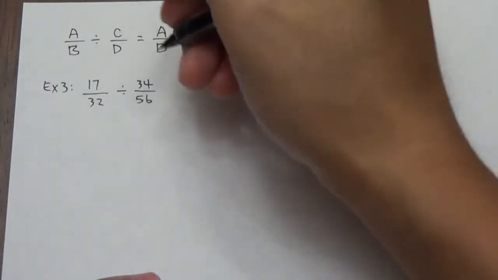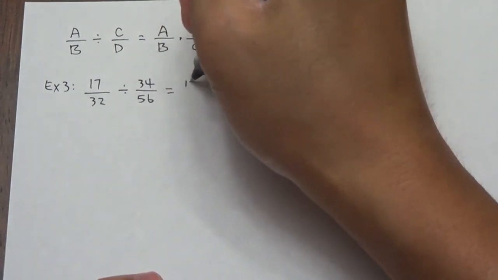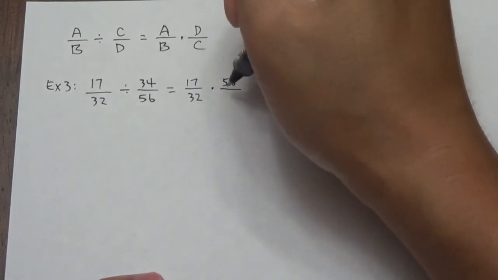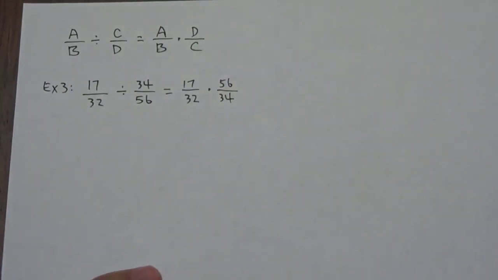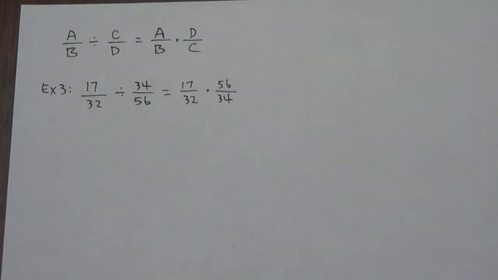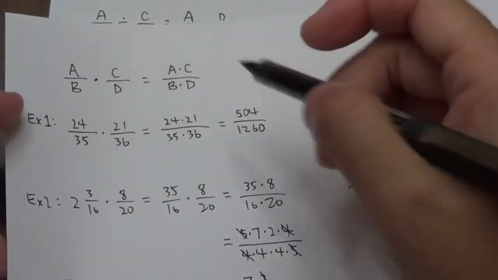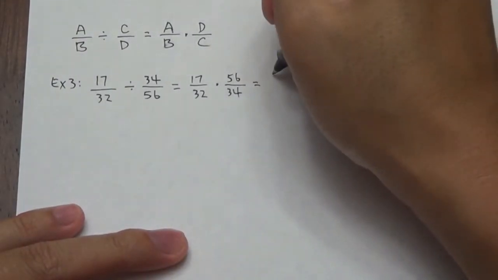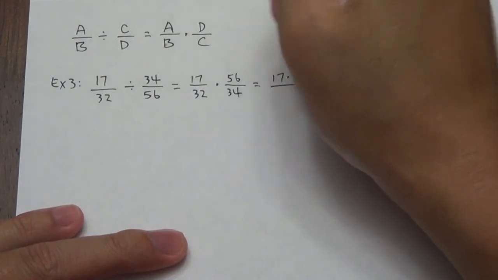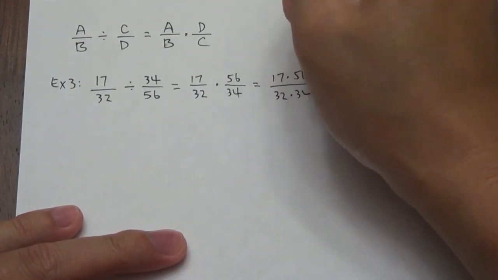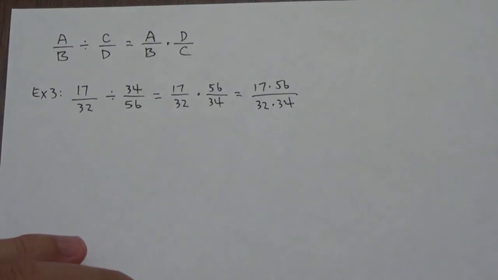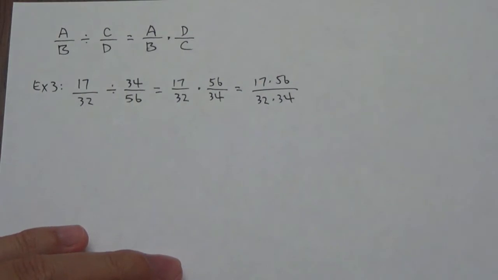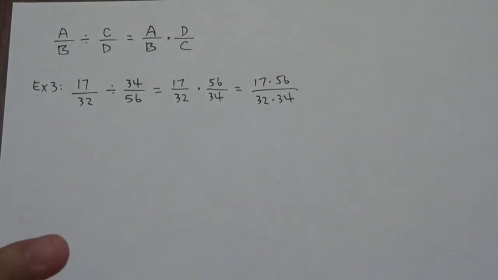Once we do that, we can get the answer because we just did multiplying earlier. This is the same thing as this over here. So this equals 17 times 56 over 32 times 34. Like we mentioned earlier, we're going to simplify before multiplying because that would make the simplification process a lot easier.